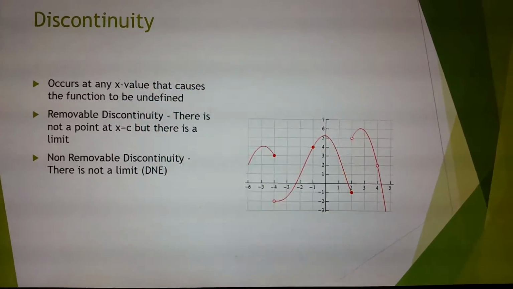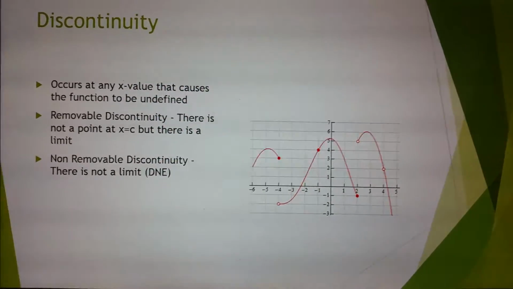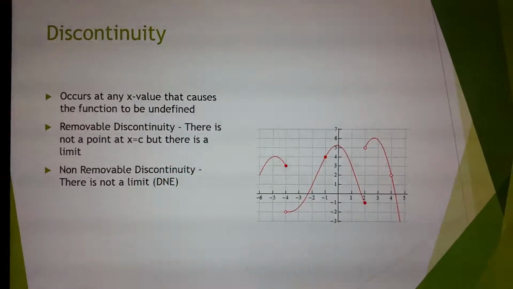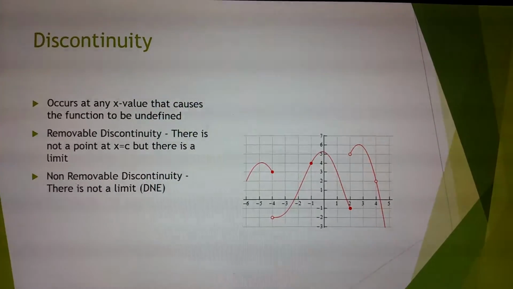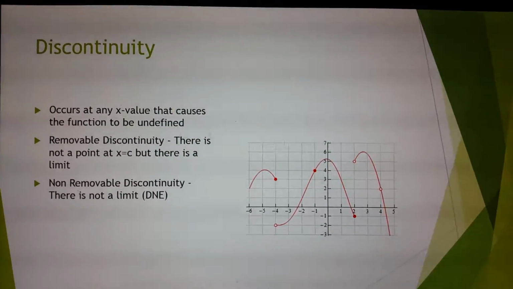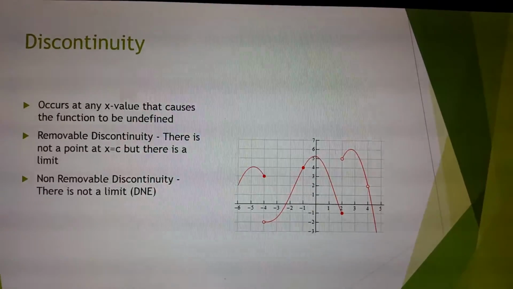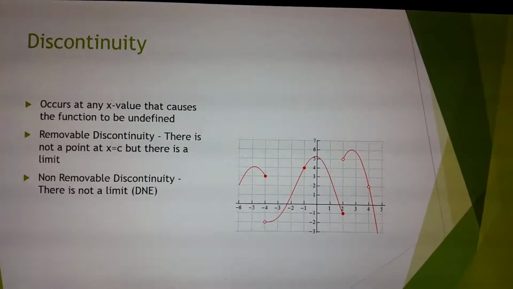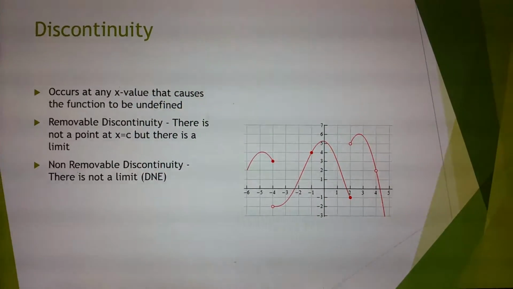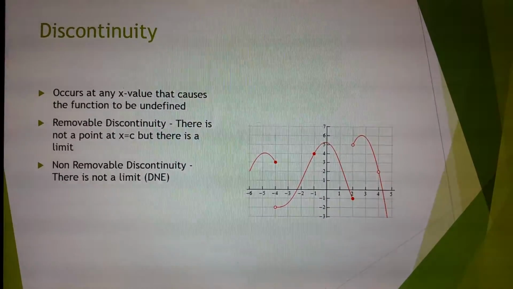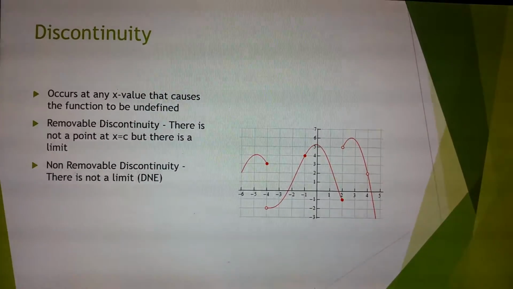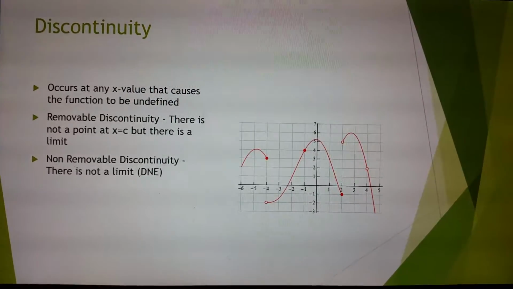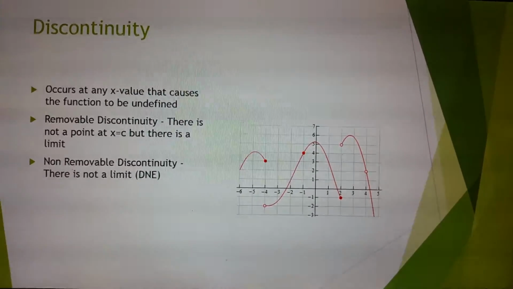Discontinuity, conversely, occurs when there are interruptions in the function, or where any point in the function cannot be defined. There are two types of discontinuities, removable and non-removable. Removable discontinuities is where there's not a point at x equals c, but there is a limit. And non-removable discontinuities is when there is not a limit.